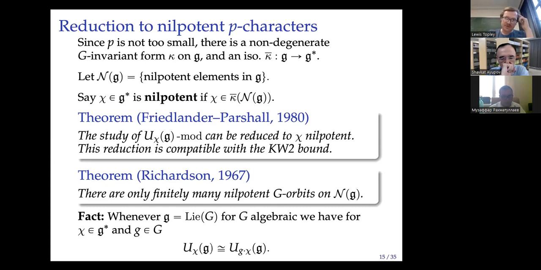And so Friedlander and Parshall proved in 1980 that the representation theory of these reduced enveloping algebras can be reduced to the case where chi is nilpotent. And in fact, this reduction is compatible with the KW2 bound. I won't say anything more about that except parabolic induction is the key word. A result of Richardson from 1967 says that there are only finitely many nilpotent orbits on this nullcone. And of course, for the general linear group, this is just the theory of Jordan normal form.